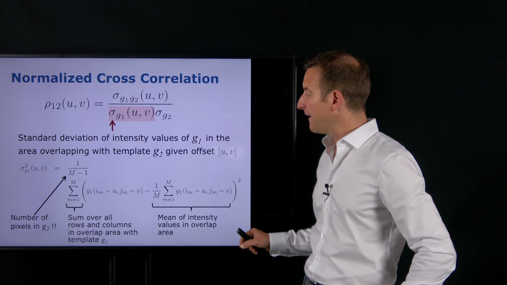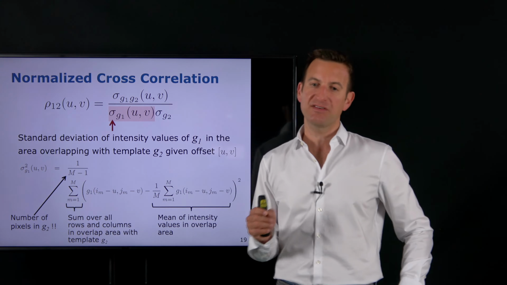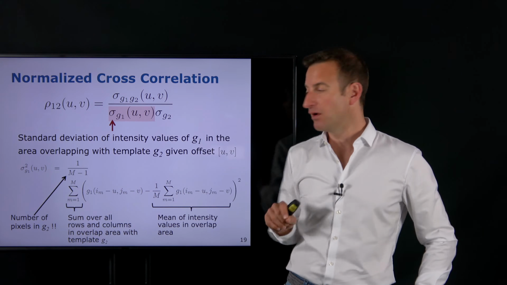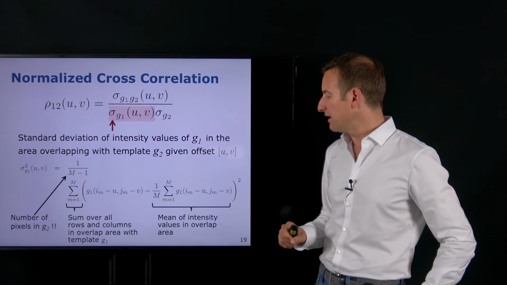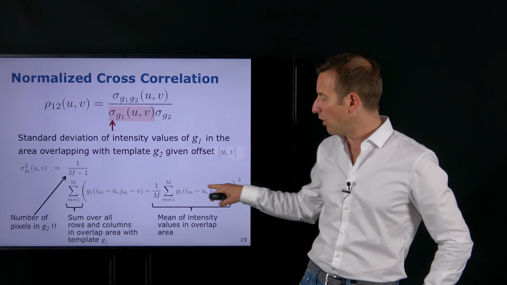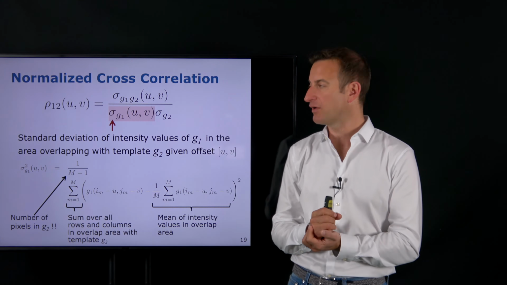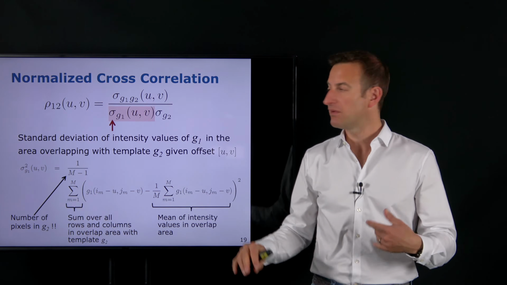So what I'm doing here is taking the intensity values in one image and taking the offset appropriately into account. And then subtracting the mean intensity value of the image, but only located in this overlapping area of my template. And the rest is the same.